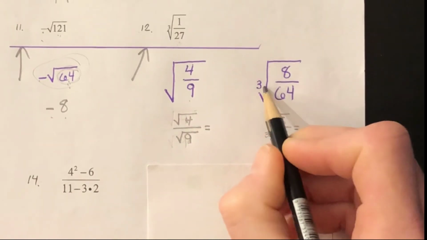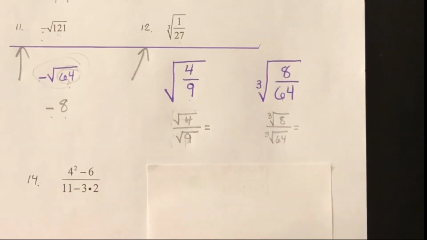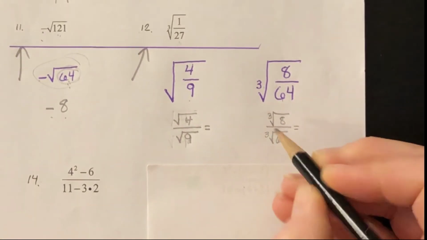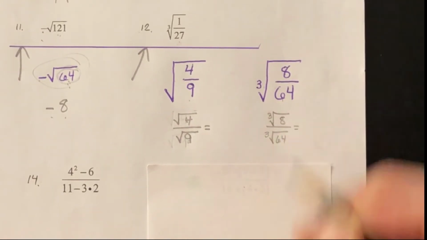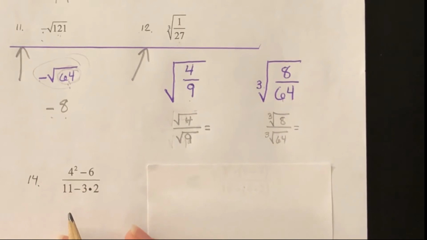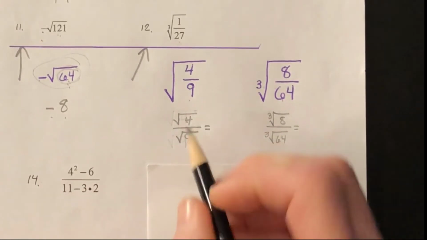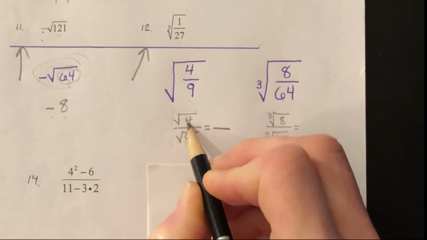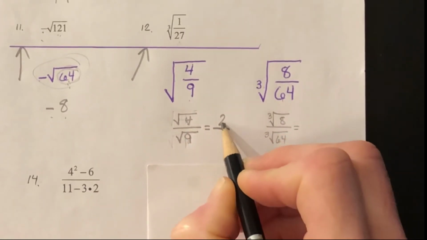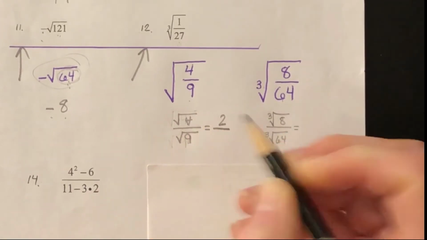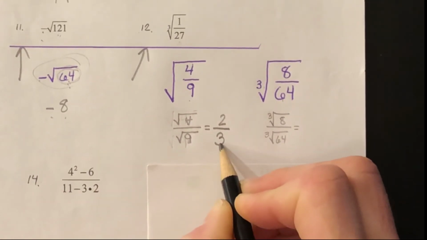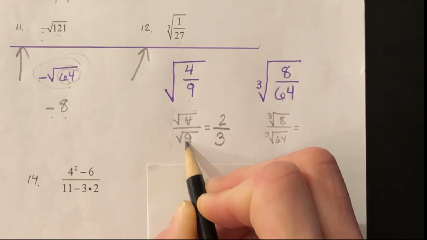So this is the cubed root of 8/64. I rewrote it so it's easier to simplify. Really what that means is the cubed root of 8 and the cubed root of 64. So now I'll do each of these. The square root of 4 is 2 because 2 times 2 is 4. The square root of 9 is 3 because 3 squared is 9.